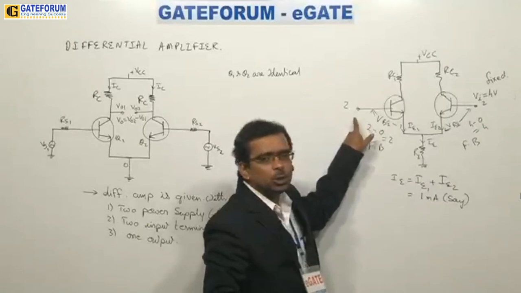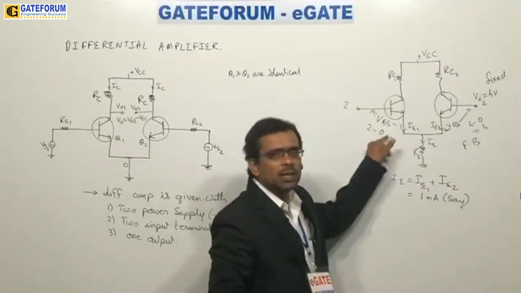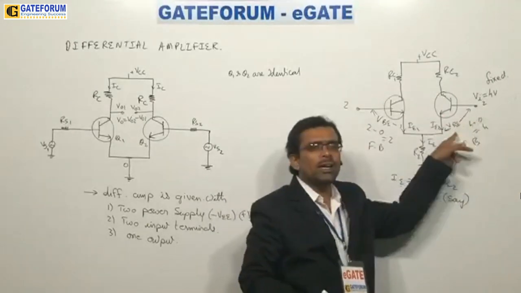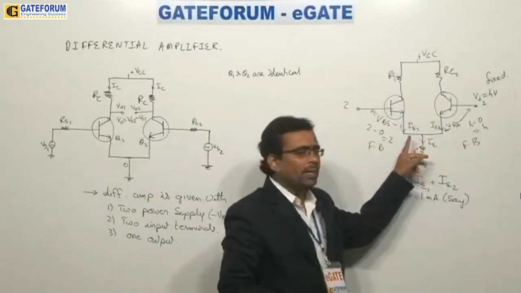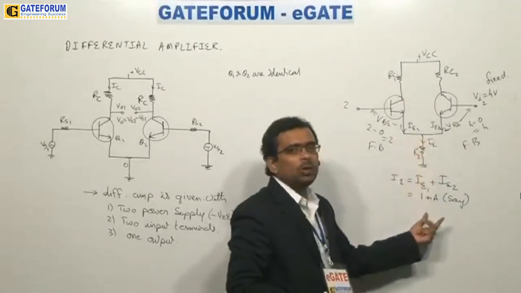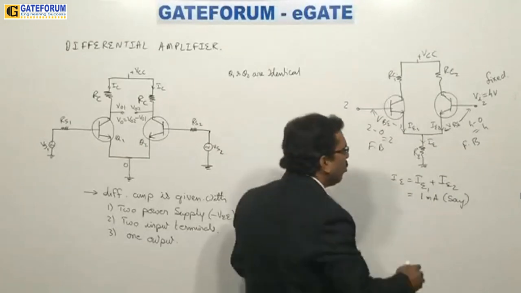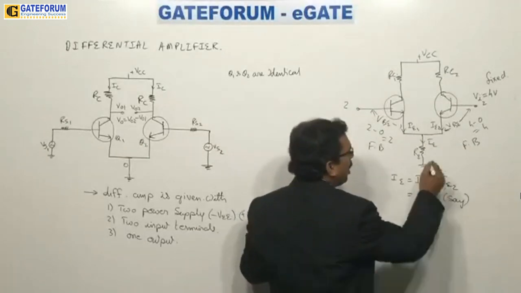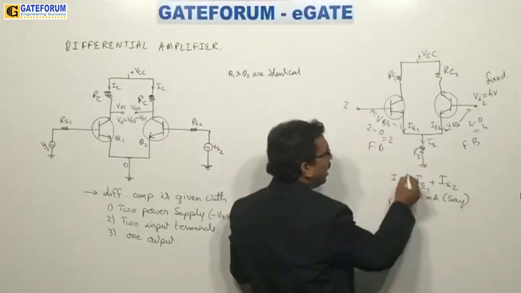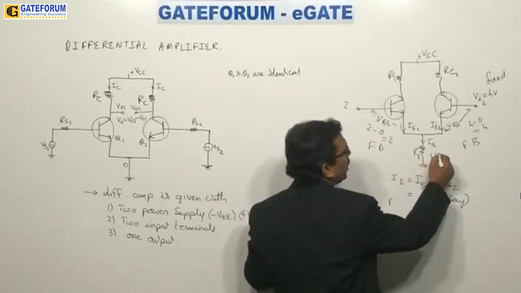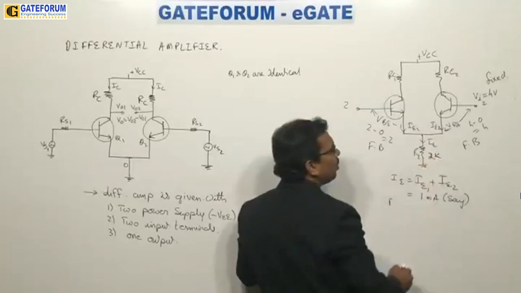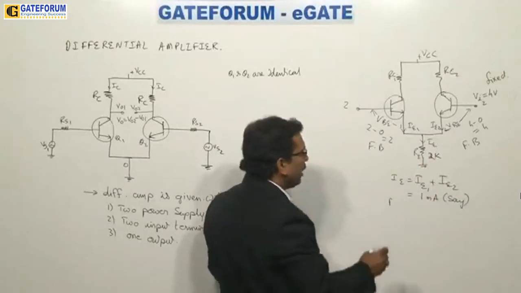The current coming from this, because it is 2 volts, is less, and because it is 4 volts, the current coming from this is more. You can consider it like that. But the sum of these two, let us say for example, is 1 milliampere. Now when it is 1 milliampere, let the RE value be, say, 2K. Okay, let it be here 2K.